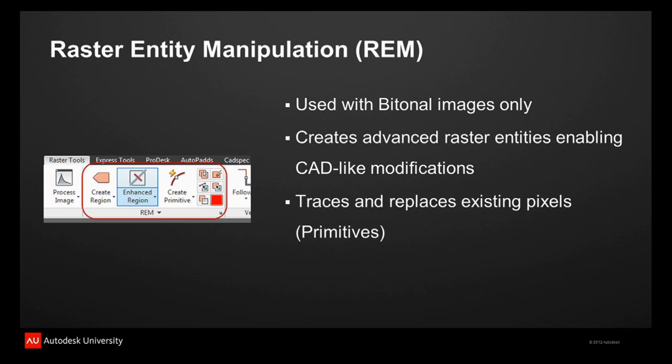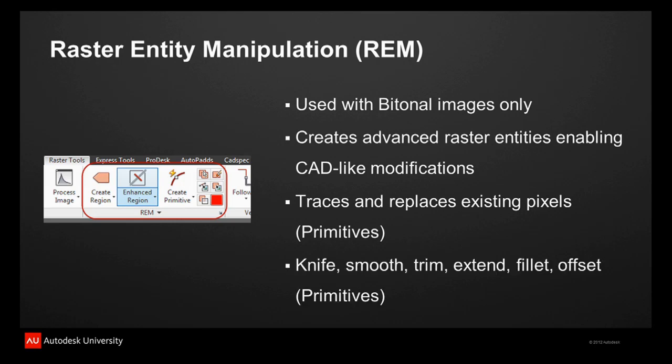We can also use the REM objects to trace certain parts of the raster data and then just press delete and move that or remove that or mirror or copy or whatever the case might be. And then it can also trace and replace existing pixels. I'm going to explain that.